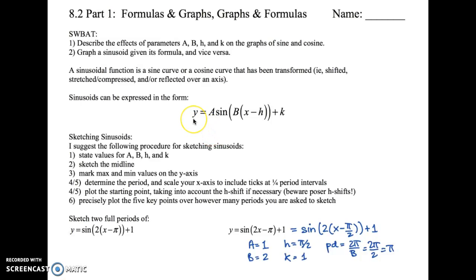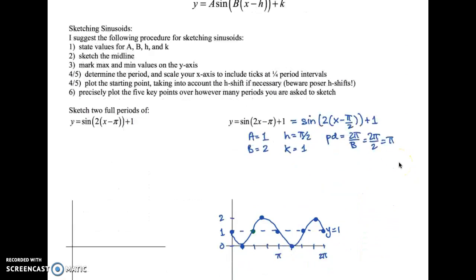First of all, a sinusoid is in the form y equals a sine b of x minus h plus k. In other words, it's just a sine function that has undergone transformations a, b, h, and k. If this was a cosine b of x minus h plus k, we would still call it a sinusoid. So press pause and read through these steps for graphing a sinusoid, and then press play after you've read it.